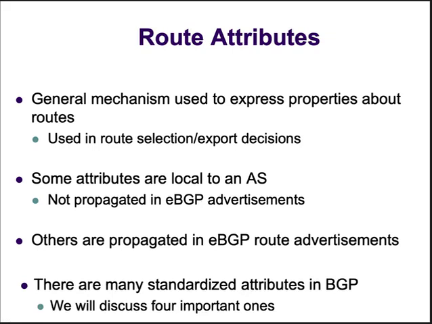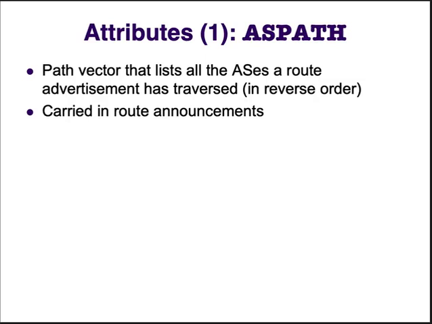Okay? So first attribute, something we've discussed already, is this notion of an AS path. If you remember from the last lecture, we said BGP is a path vector protocol. When you advertise a prefix, you enumerate the sequence of autonomous systems needed to reach that prefix, and this is how we prevent loops. So AS path is just that vector of ASs that you're traveling to get to that prefix. Okay?